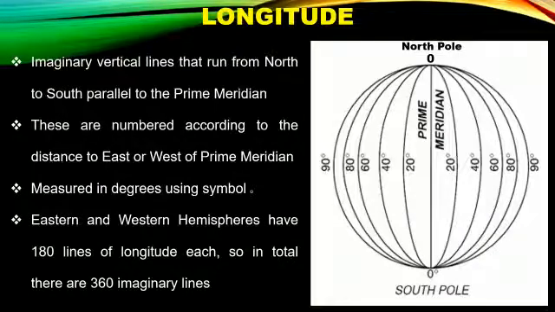Now we come to longitude. Longitude are imaginary vertical lines that run from North Pole to South Pole parallel to the prime meridian. These are numbered according to the distance to east or west of prime meridian. It is measured in degrees. Eastern and western hemispheres have 180 lines of longitude each. So in total, there are 360 imaginary lines.